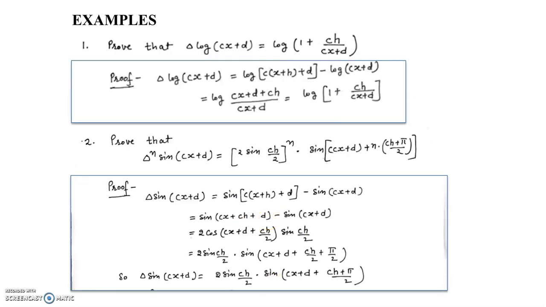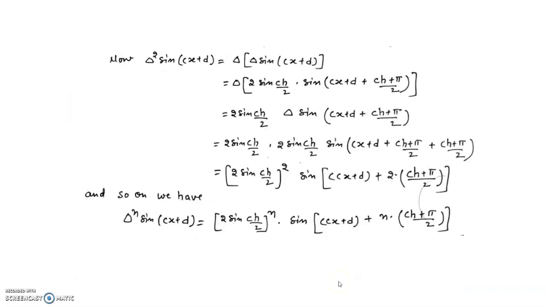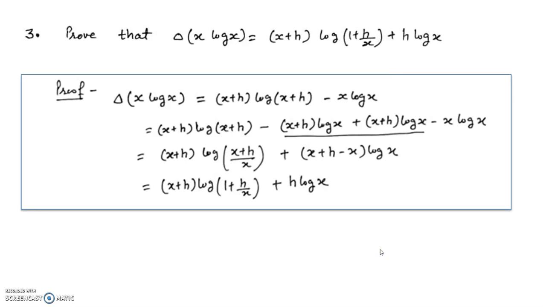Likewise in the second term also, in first order we have one term of ch + pi/2, and in second order we have 2 times ch + pi/2. Likewise in nth forward differences we will have n times this term ch + pi/2, hence the result. Now next example, one more example we'll do here.